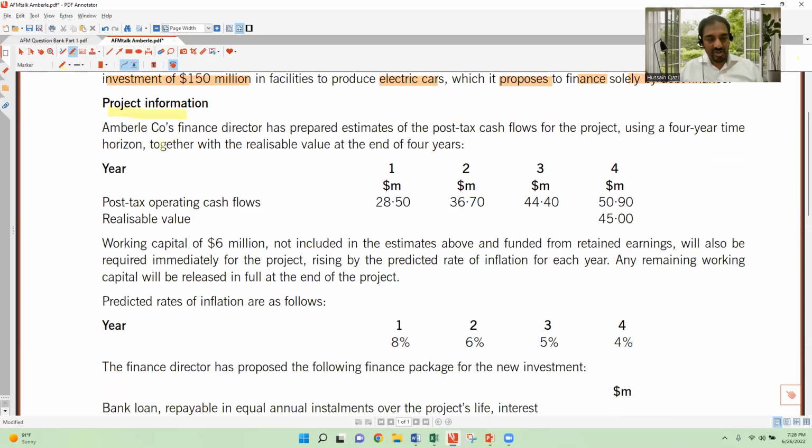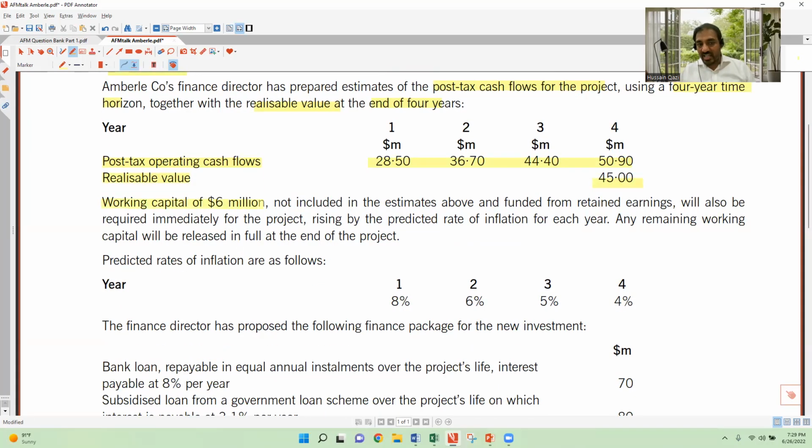Project related information. Amberle's finance director has prepared estimated post-tax cash flows of the project using a 4 year time horizon, together with a realizable value at the end of the 4 years. So these are the post-tax operating cash flows, and the project has a realizable value.